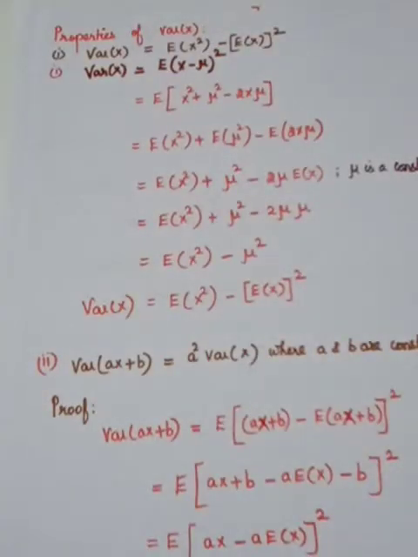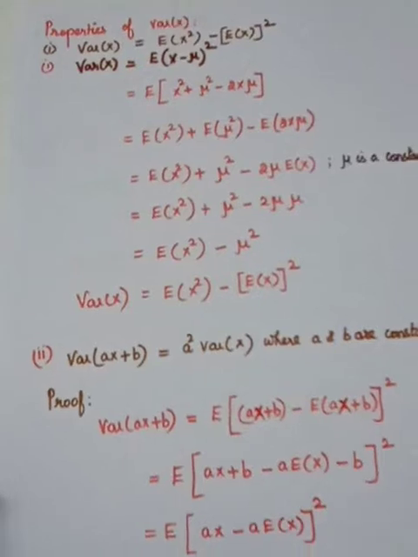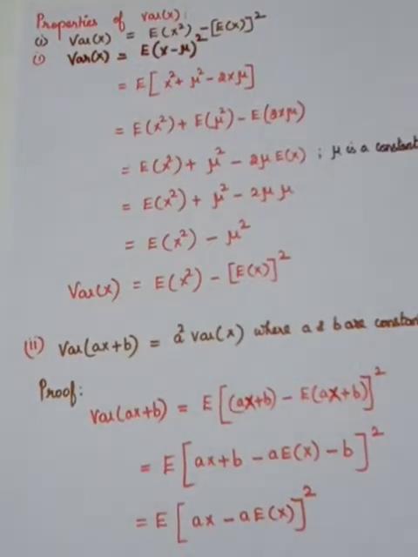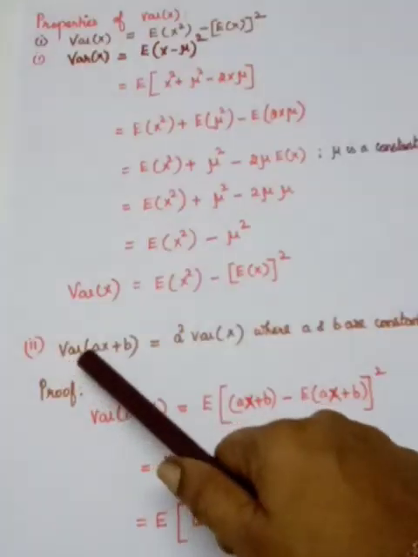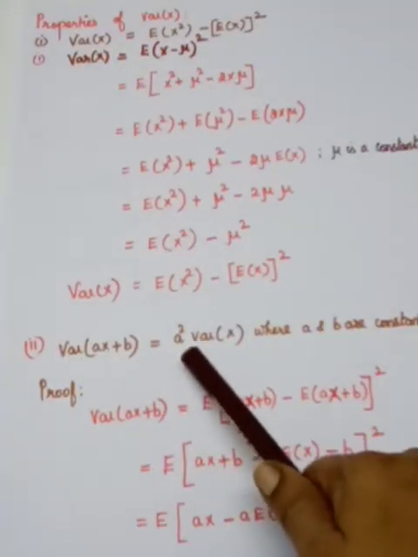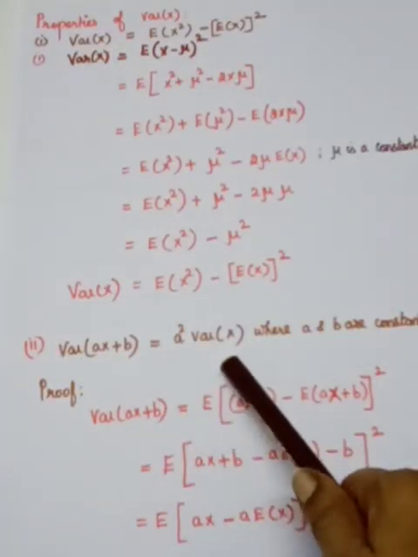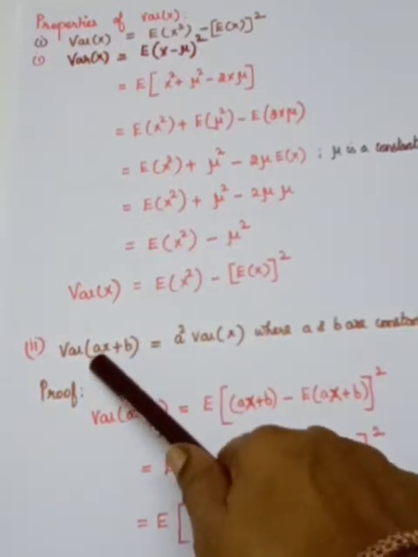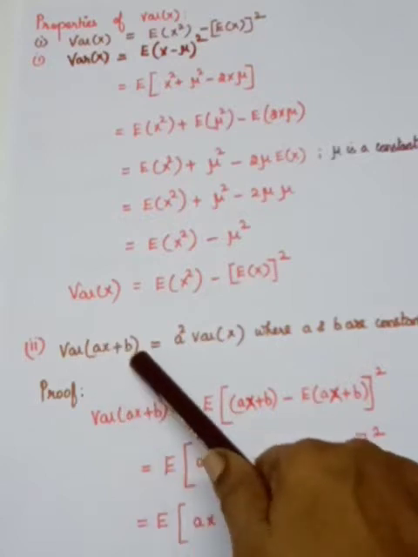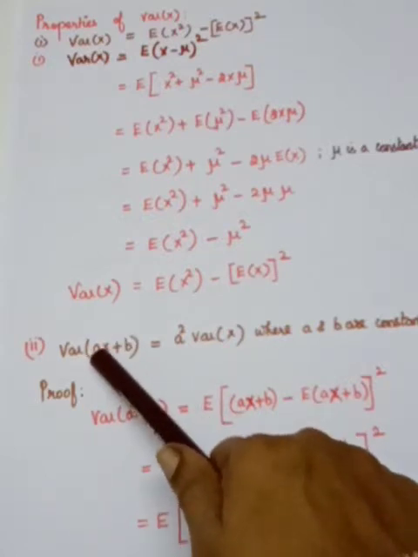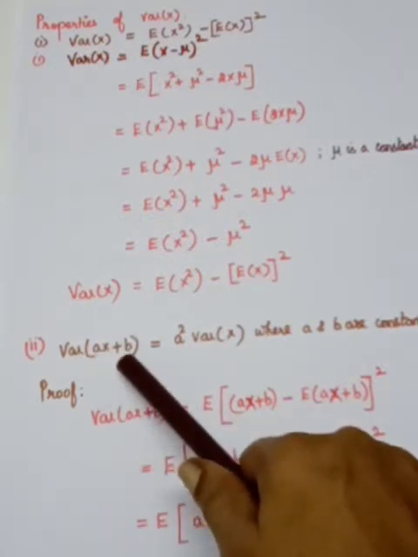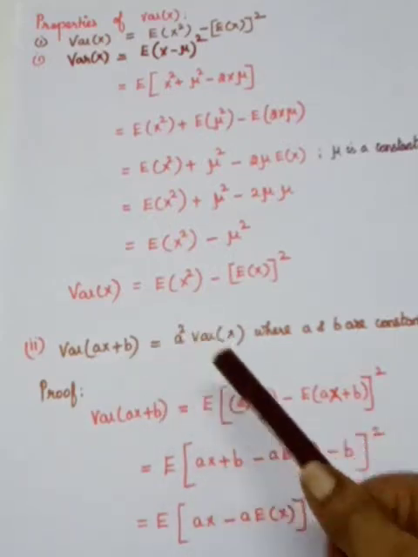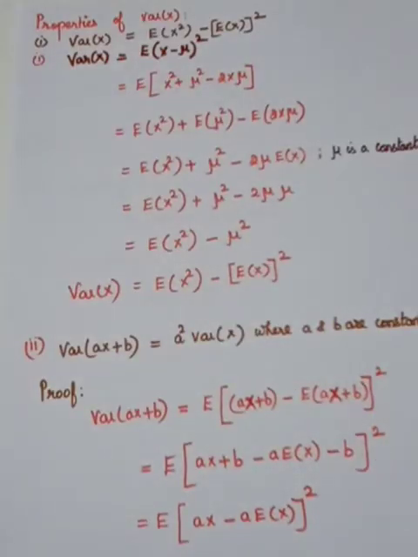Now here we are going to see the variance of ax plus b. We have learnt E of ax plus b already. Now you see that the variance of ax plus b is nothing but a squared variance of x. A and b are constants. Here a is multiplied with x and b is a constant. So variance of ax plus b can be written as a squared variance of x. First we will see the proof.